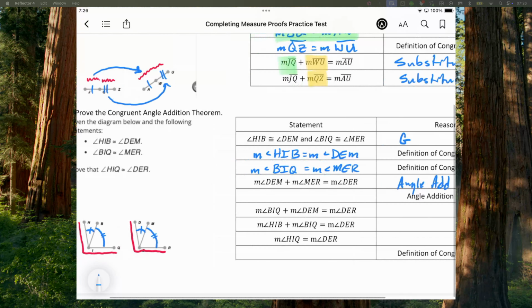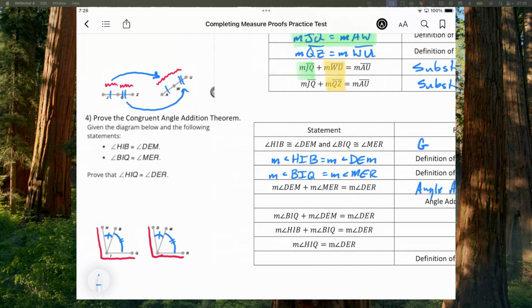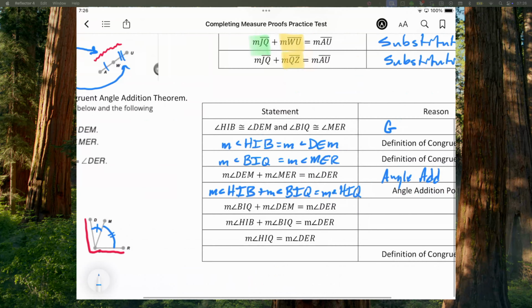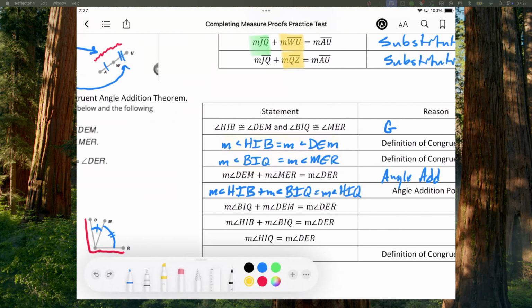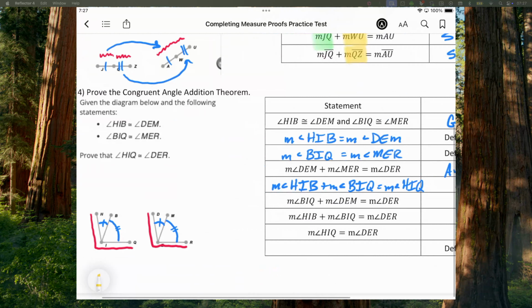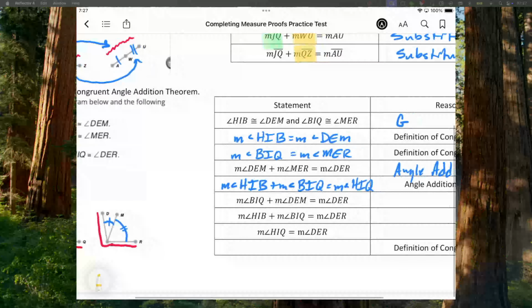And then we're going to do the same thing for the other pair of angles, which is HIB plus the measure of angle BIQ equals the measure of angle HIQ. So we just added up both of these to say that they make the entire angle. And now we're going to go through a process of substituting these things in so that we can say that the two angles on the left sum to be the same as the large angle on the right.